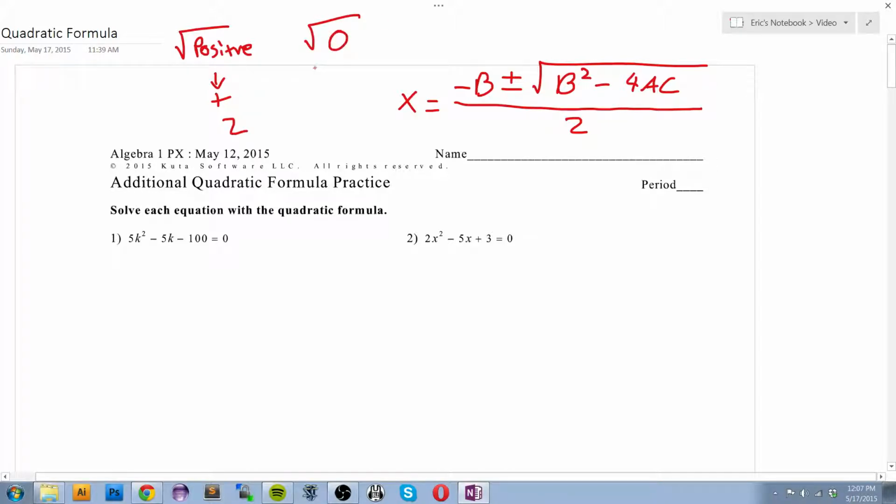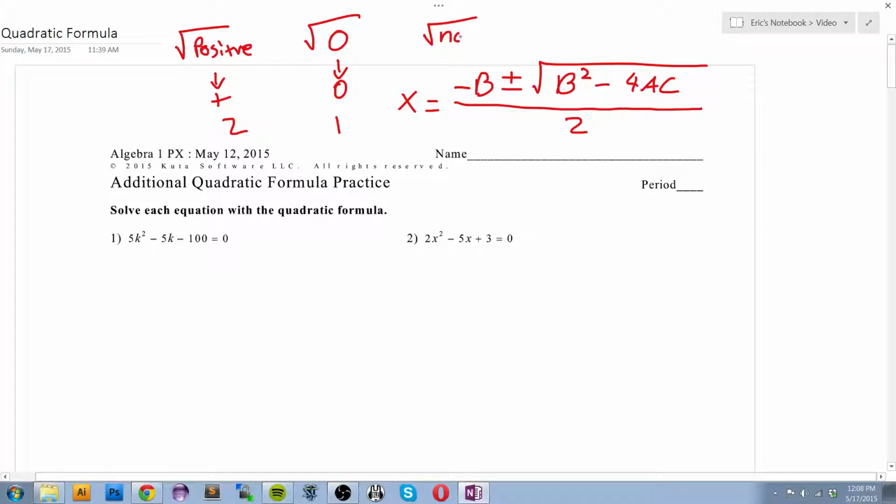However, if what you get underneath the square root gives you a 0, well, the square root of 0 is 0, and you're only going to get one answer. Because if you add 0 or subtract 0, it's the same thing. You still have the exact same amount that you started with. So in fact, it is a double solution where you get the same answer twice. Either way you want to think about it.